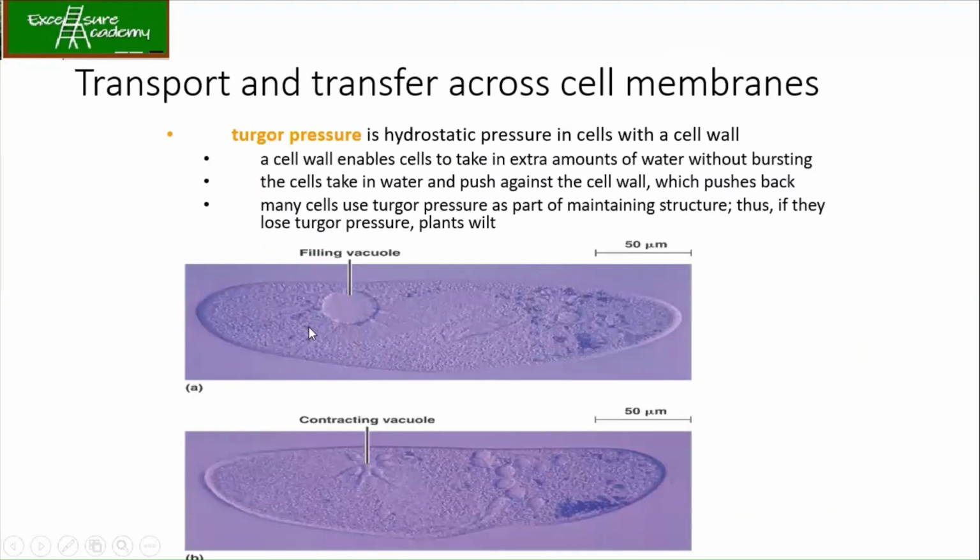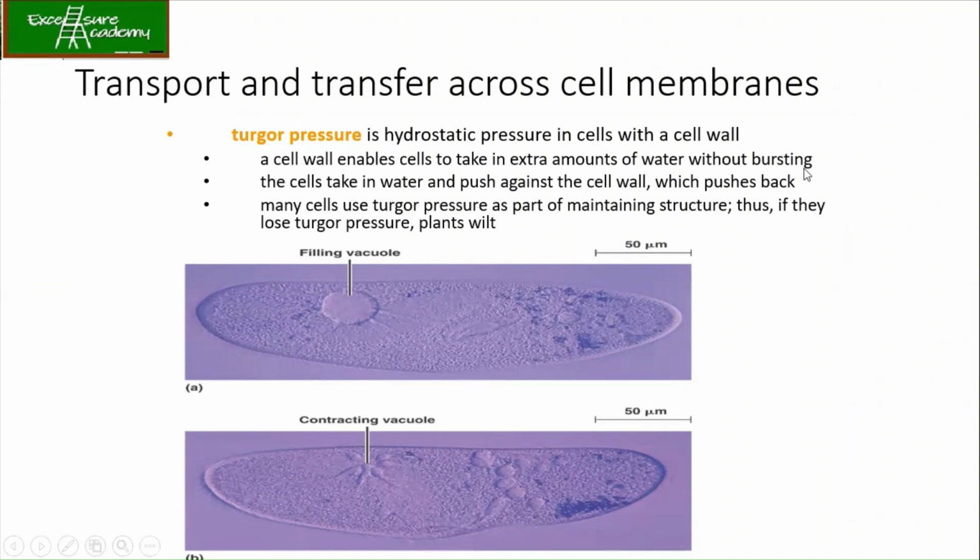Now let's talk about the turgor pressure also. So the turgor pressure, it is the hydrostatic pressure in the cell wall. Now this turgor pressure comes with respect to your plant cell only. ठीक है, because animal cell does not have cell wall. So plant cell में आपका cell wall present है and then cell membrane is there. So we need this turgor pressure in order to maintain the shape of the plant cell. Okay. Now the cell wall enables cells to take extra amount of water without bursting. Okay, so that is the advantage of having a cell wall.